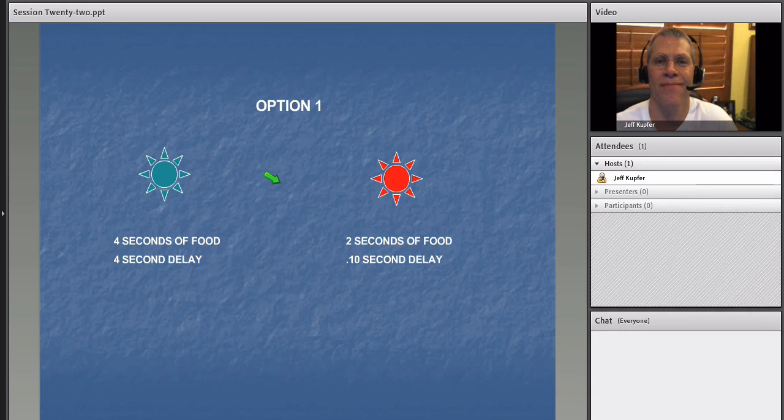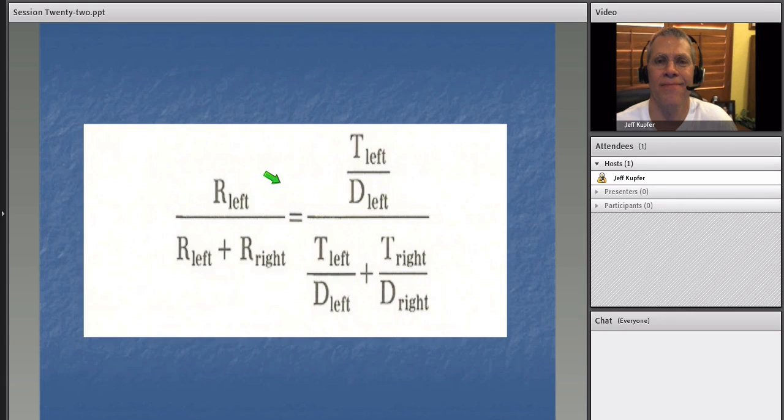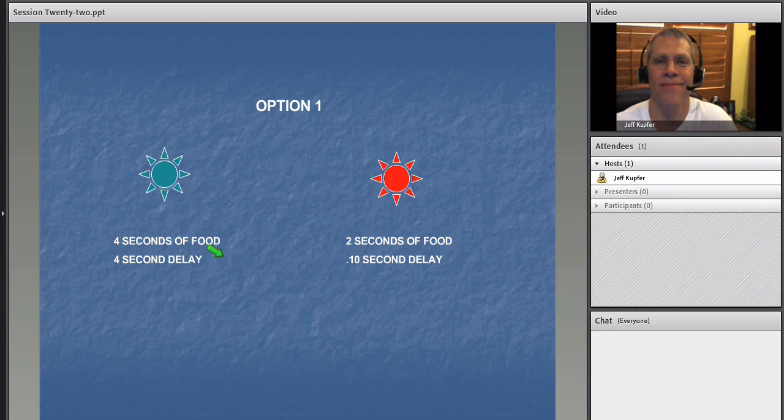Now, what does this actually look like when we start plugging in numbers? Because that's all you really are doing here. And here's how you do it. Okay? Let's go back and examine the right key, for example. Here's the right key, the red key. 2 seconds of food, but a 0.1-second delay. So we just simply put that into the equation.